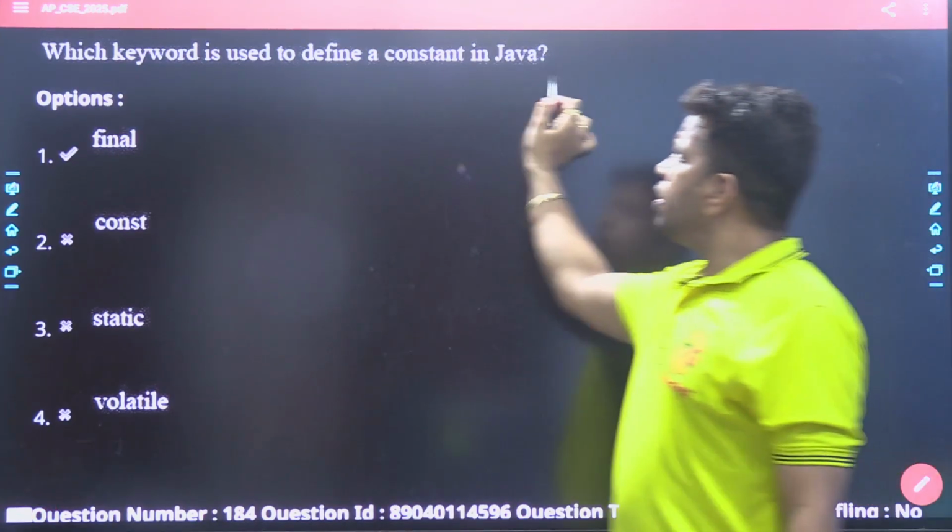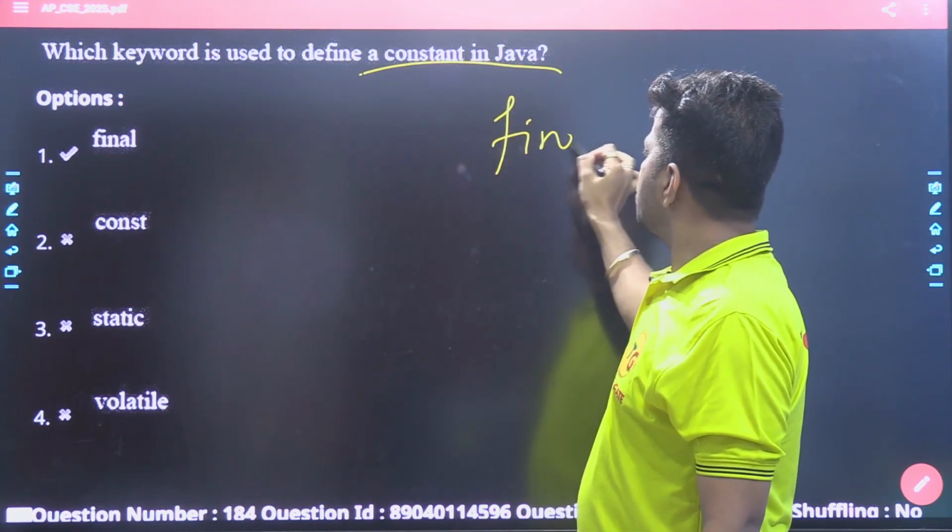Which keyword is used to define a constant in Java? Can we say that we can use the final keyword?